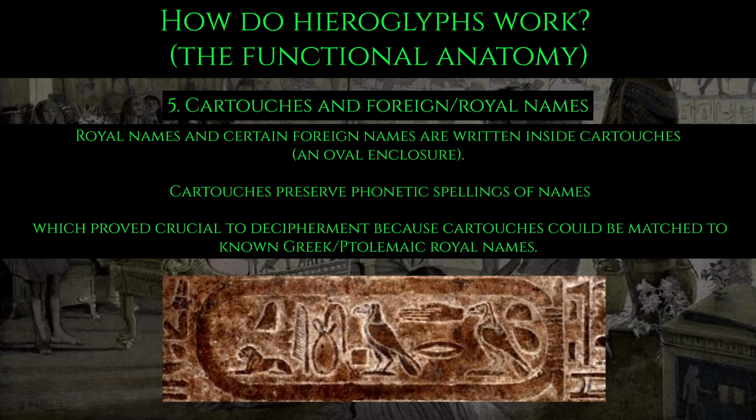And then we have cartouches and foreign royal names. Royal names and certain foreign names are written inside cartouches, which are oval enclosure. Cartouches preserve phonetic spellings of names, which proved rather crucial to decipherment because cartouche could be matched to known Greek, Ptolemaic royal names, as shown in one of my videos on my main channel a while ago with the wonderful Cleopatra VII, a part that we will have on this channel very soon as well.